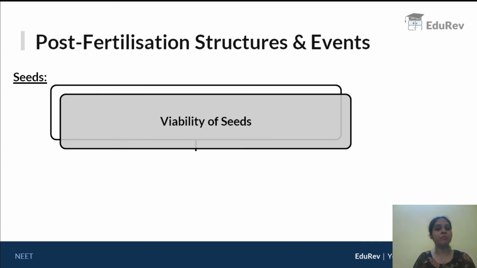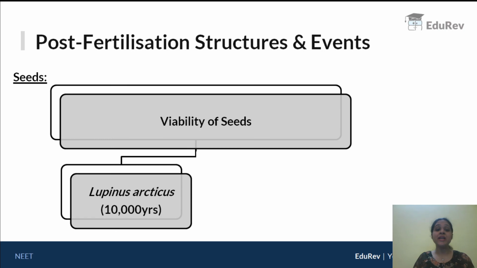However, there are two seeds of importance to us. One of them is Lupinus arcticus. This particular seed was found in the Arctic tundra. It is around 10,000 years old, and they found that this seed was so well preserved that even after 10,000 years, when they sowed it, it germinated into a plant.